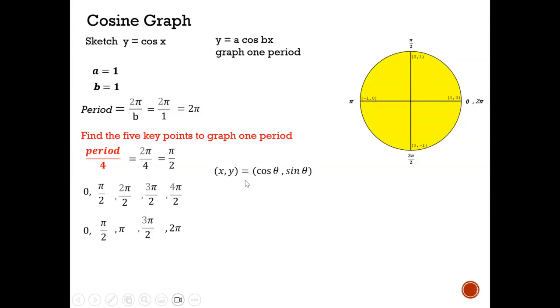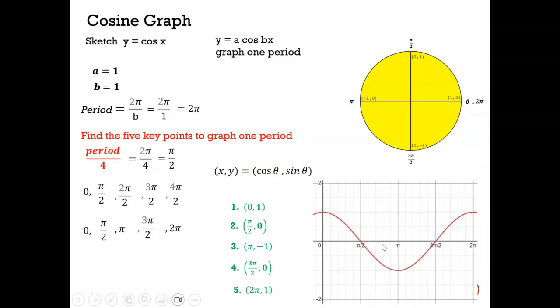So how do we know we start at the amplitude, like I showed you earlier on the previous graph? Because at 0, my cosine is 1, because the x is a cosine. At pi over 2, my x value or the cosine is 0. At pi, my cosine or the x value is negative 1. At 3 pi over 2, the cosine is 0. At 2 pi, my cosine or my x value is 1. That's why the graph looks like this.